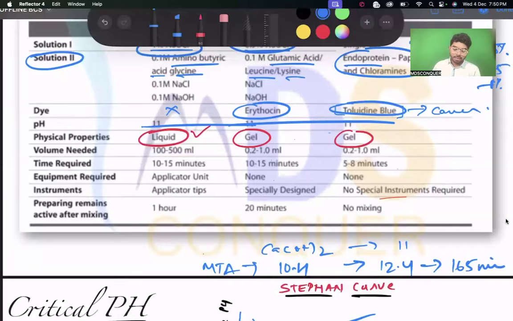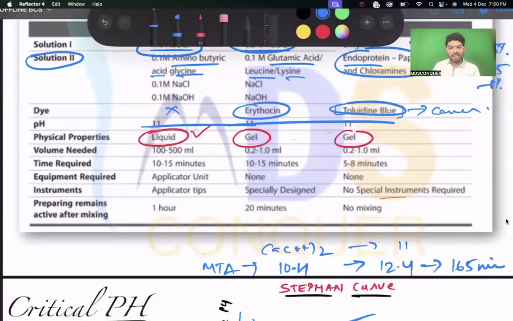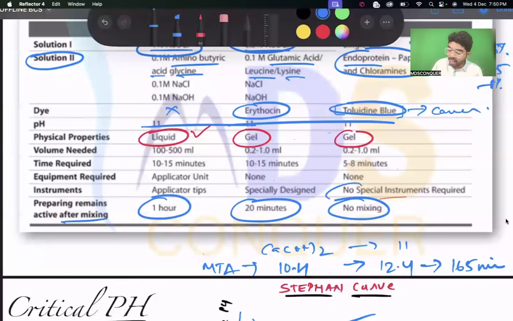So check out the last line. The last lines are not very important and have not been asked in the exam till date, but I can't assure you that questions will not come from them. They can ask how long the preparation remains active after mixing. Caridex remains active for 1 hour, Carisol remains active for 20 minutes, and Papacarie does not require any mixing or special instruments for its application. So that's all about chemomechanical removal of dental caries.